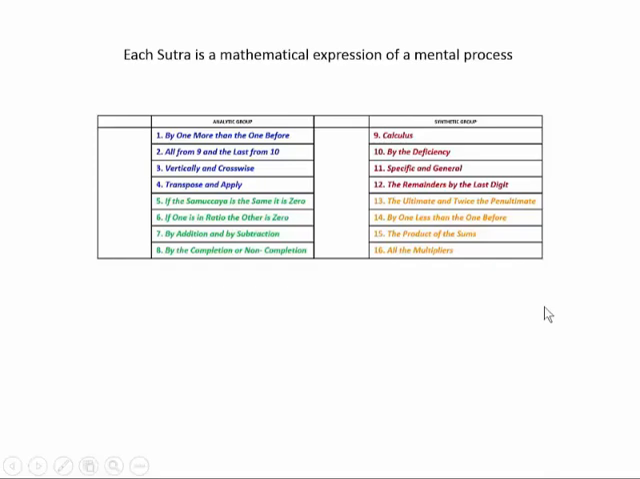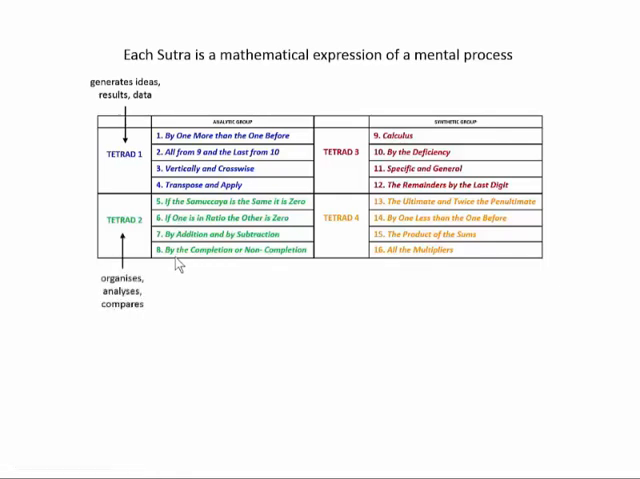Also, we can divide further into 2 groups and get 4 tetrads. The word tetrad simply means a group of 4, so it's useful here. And each of these tetrads has its own function. The first tetrad generates ideas, results, data. The second organizes results, analyzes and compares. The third generalizes, and the fourth consolidates. I'll explain all this as we go on.